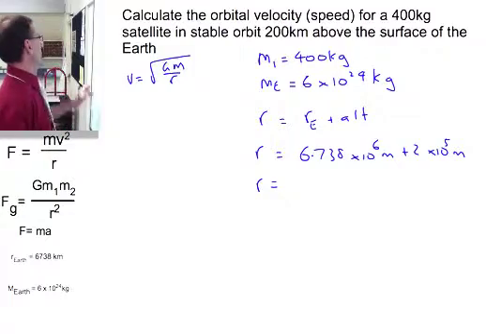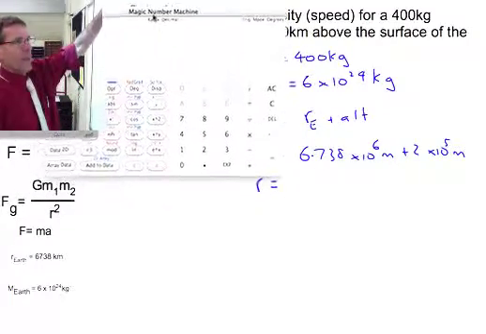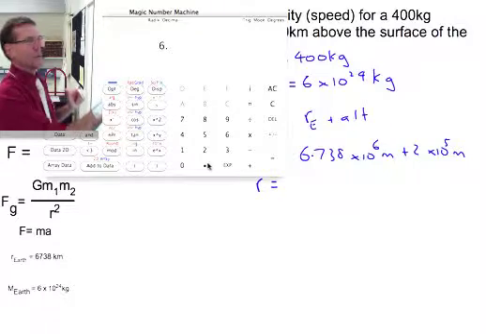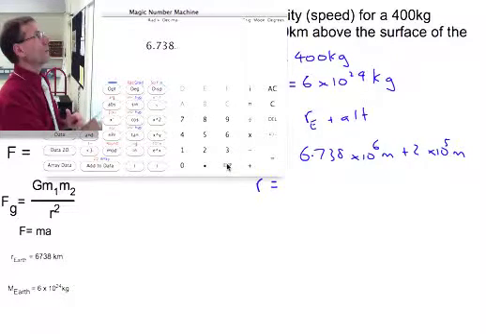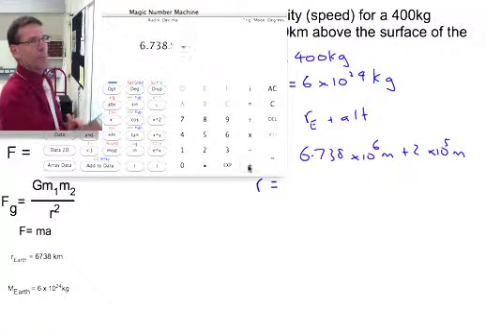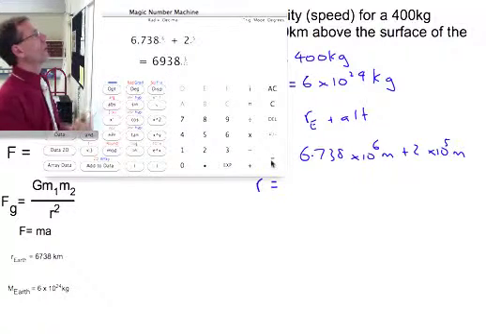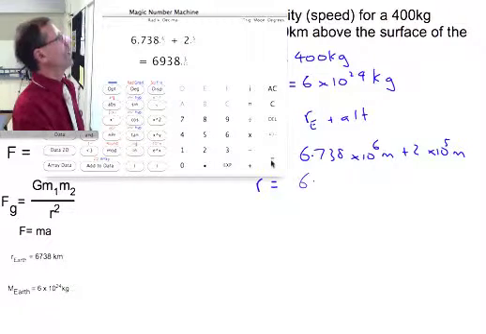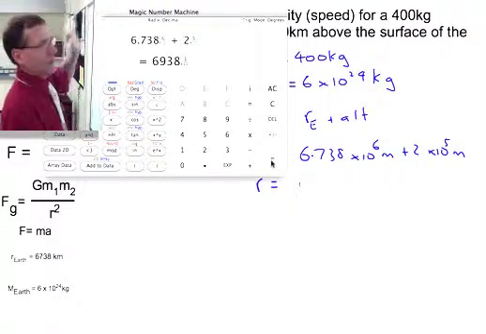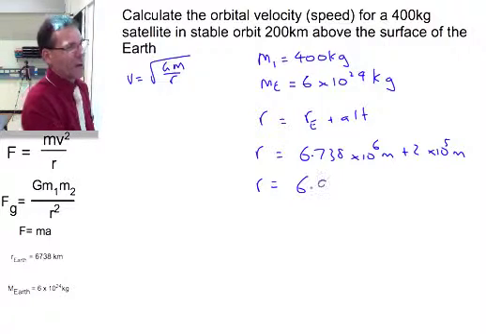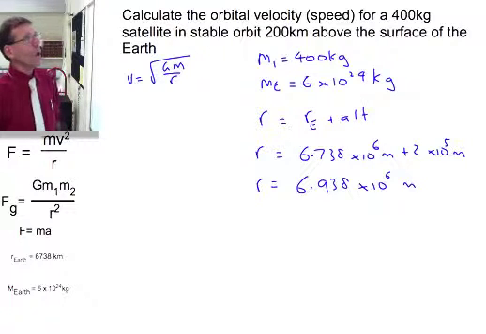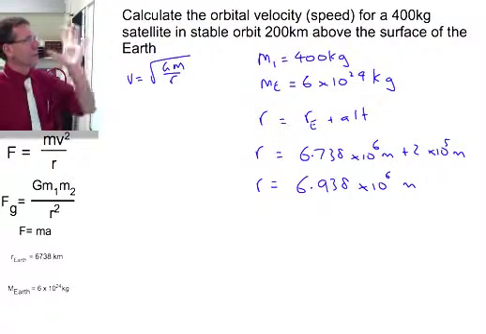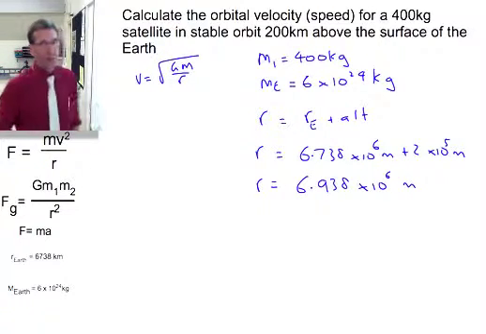So our radius is going to be the sum of those two things, which is 6.738 times 10 to the 6 plus 2 by 10 to the 5. Okay, it's going to come out at 6.938 times 10 to the 6 metres. There's my radius. Okay, so now we're getting somewhere. We've got our head around the question. We've done our summary step. We've got our law, which we've just derived before.